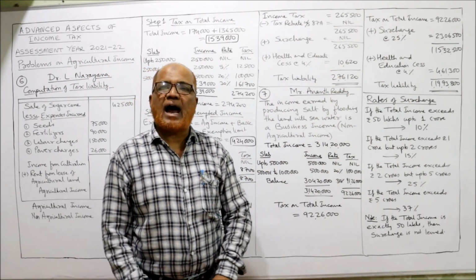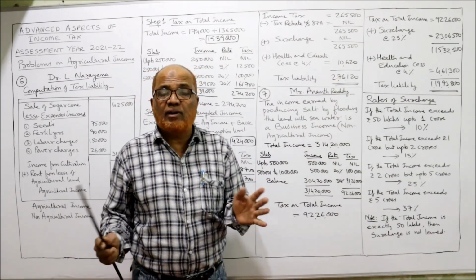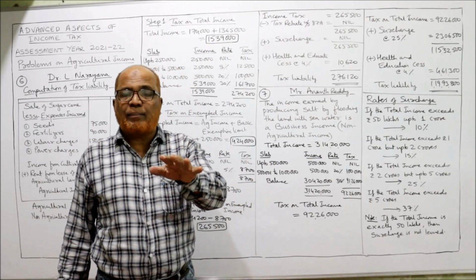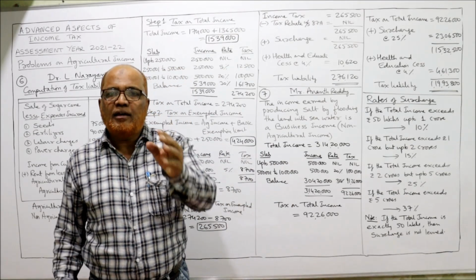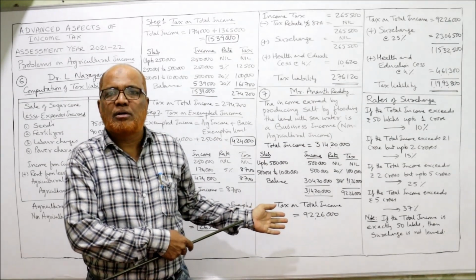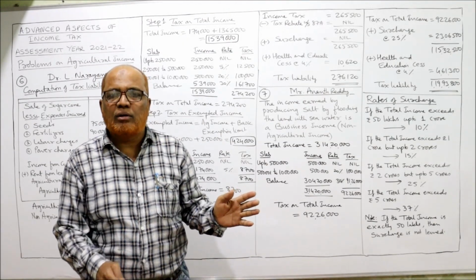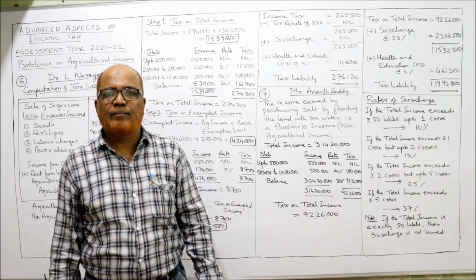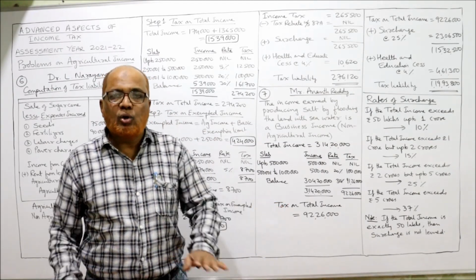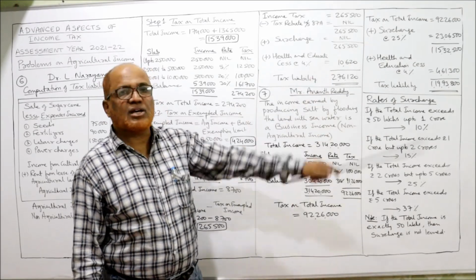To this, we add a surcharge. Tax rebate will not be applied. Tax rebate will be applied only if the total income is up to 5 lakh. Here it is in crores. Tax rebate will not be allowed. Only for lower income group people tax rebate is there. He is a rich fellow. So no tax rebate. Directly we add surcharge.